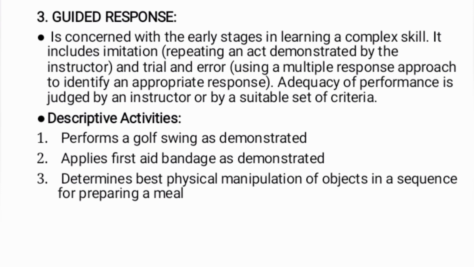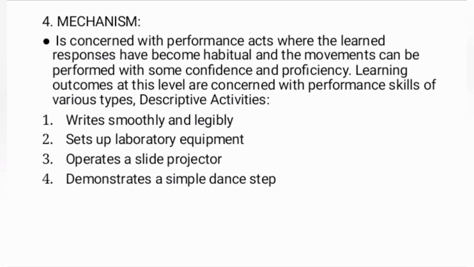The fourth one is mechanism. Mechanism is concerned with performance acts where the learned responses have become habitual and the movements can be performed with some confidence and proficiency. Learning outcomes at this level are concerned with performance skills of various types, with descriptive activities such as: writes smoothly and legibly, sets up laboratory equipment, operates a slide projector, demonstrates a simple dance step.